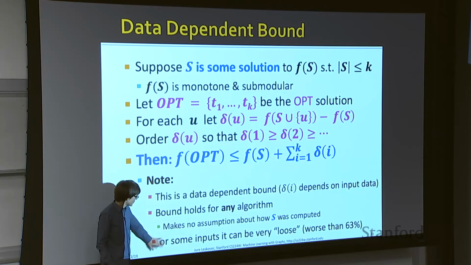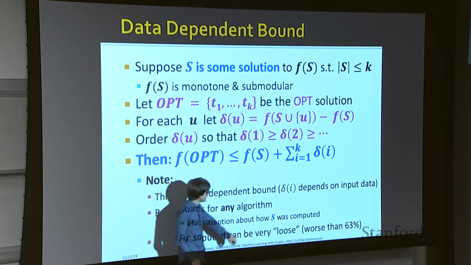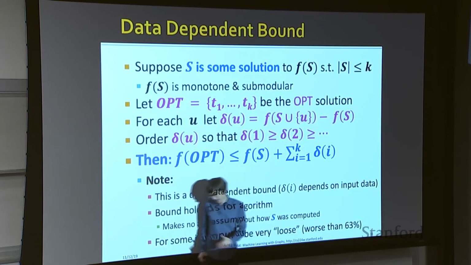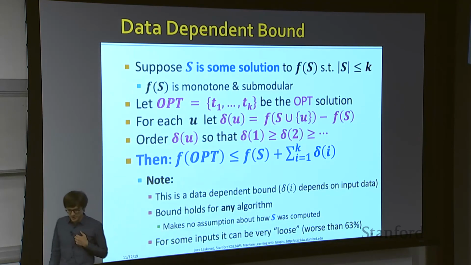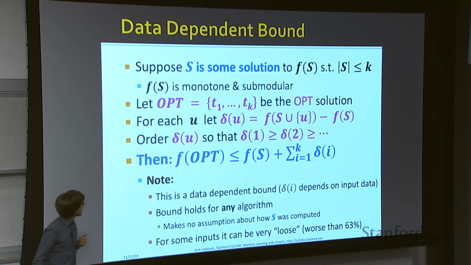Just to make sure to say, for some inputs this bound can be very loose, can be actually worse than the greedy bound. At this point in time, the bound becomes useless. So let me now try to derive this expression to give you some insight why this is true.